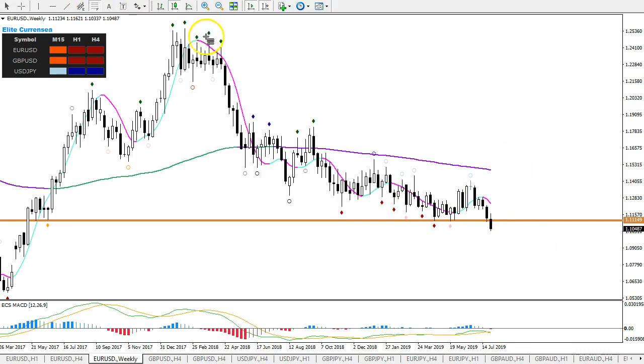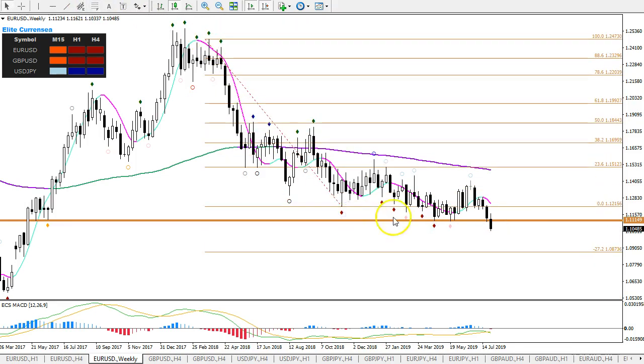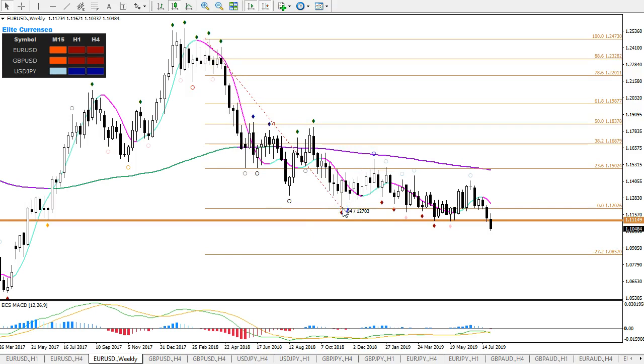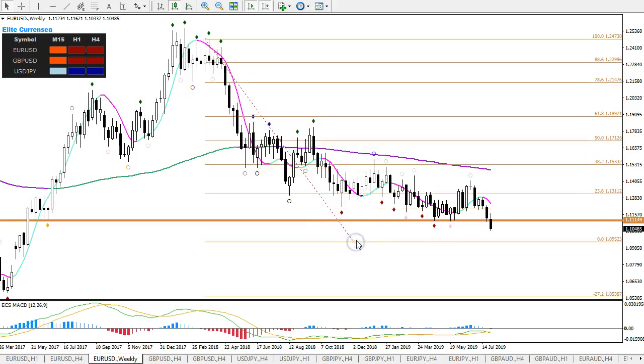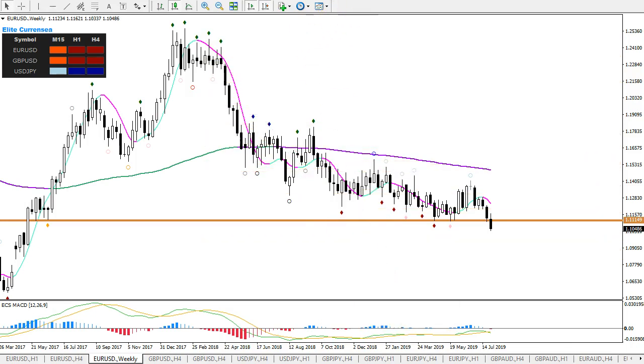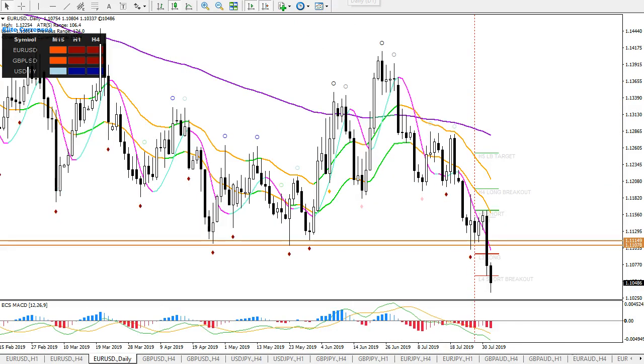So let's put a fib from here to here. There we go. 23.6 fib, minus 272 target at 108.75 for the moment. So that's still quite a distance from here. That could be a level to think about as well as a downside target. Let's dive in now to the daily chart.